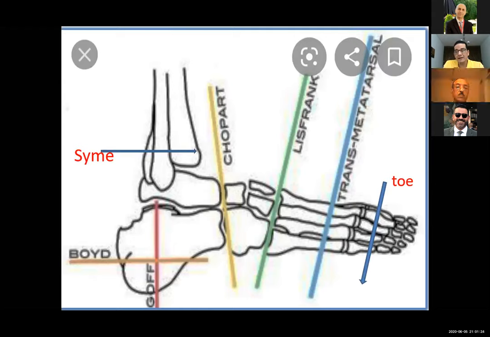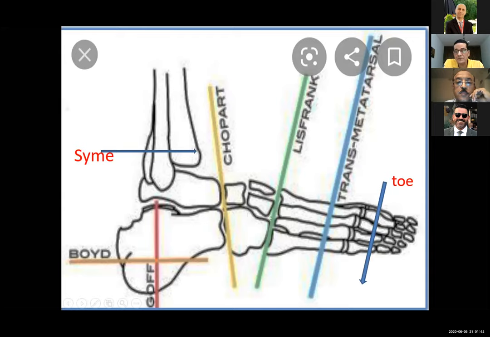This is the photo for amputation. We'll review foot amputation. This is the level of toe amputation. This is the level of transmetatarsal amputation. This is the level of Lisfranc amputation.